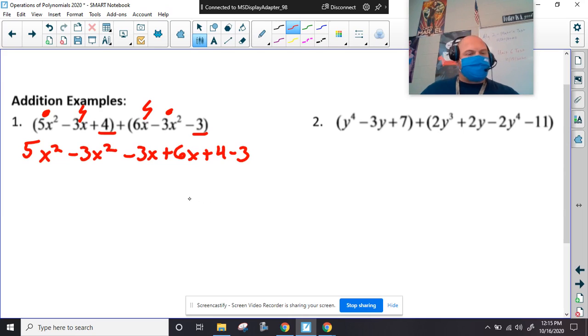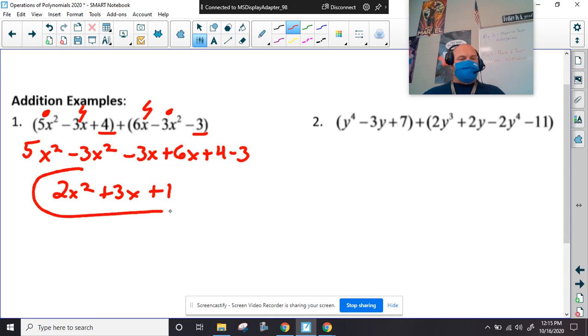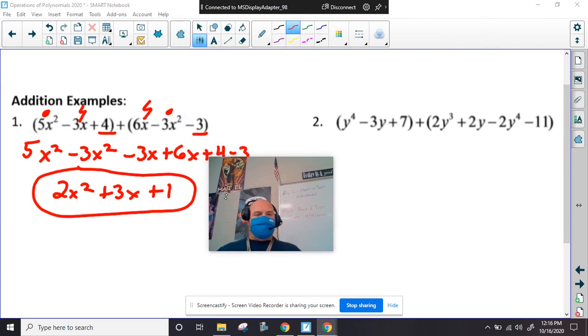With this right here, if you have to regroup them, that's how you would do this. And then you can't put the variables in the calculator, but you can put the coefficients. Those are the numbers. Well, 5 minus 3 is going to be 2x squared. Negative 3 plus 6 is going to be plus 3x. And then 4 minus 3 is just 1. So this is our final answer. Remember, it's supposed to go from the highest exponent to the smallest exponent. The exponents are the small little numbers.